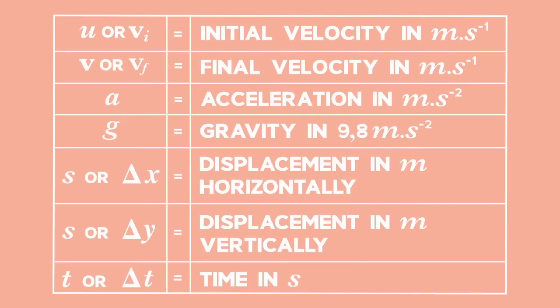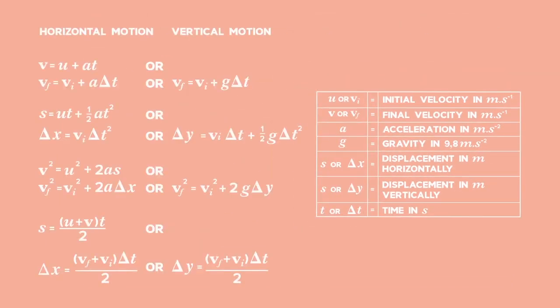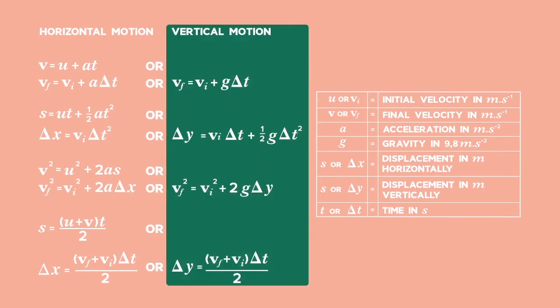In grade 10, we looked at the equations of motion in the mechanics section. We concentrated mainly on horizontal linear motion. In this video, we will be looking at vertical motion problems. These equations are always available and remain the same for vertical motion.